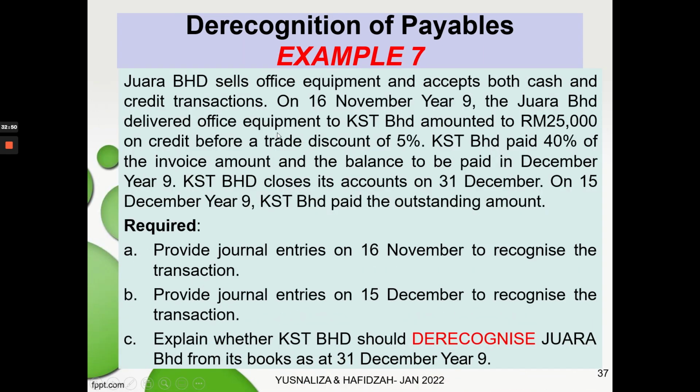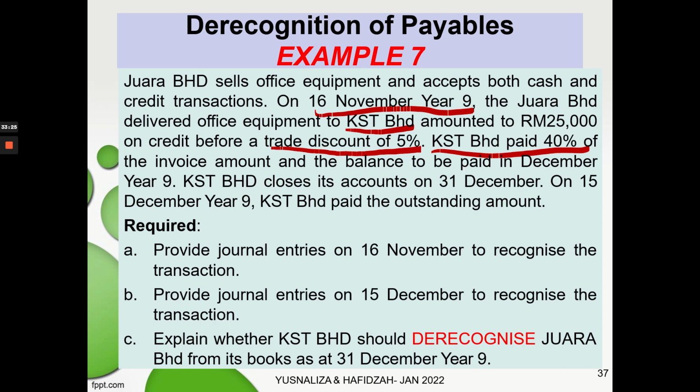So let's look at Juara. Another example: Juara sells office equipment and accepts both cash and credit transactions. On 16th of November, Juara delivered the office equipment to KST. So it's about Juara and KST. Amounted to 25,000. So you have to see who is the reporting entity, and there was a trade discount given of 5%. KST paid 40% of the invoice amount and the balance to be paid in December.